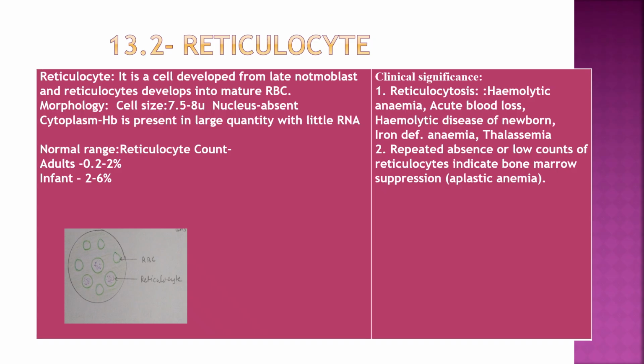An increase in reticulocyte count is called reticulocytosis. It is seen in hemolytic anemia, acute blood loss, hemolytic disease of newborn, thalassemia, iron deficiency anemia. And absence or low count of reticulocytes is seen in bone marrow suppression, that is aplastic anemia.